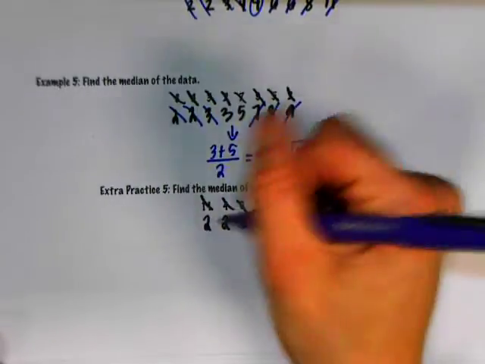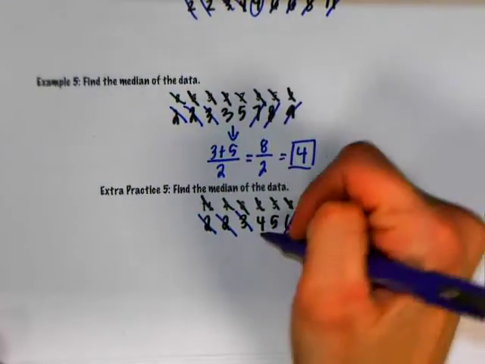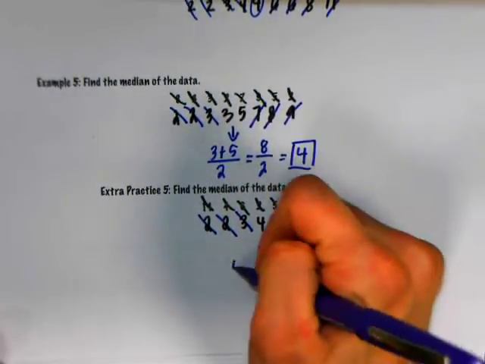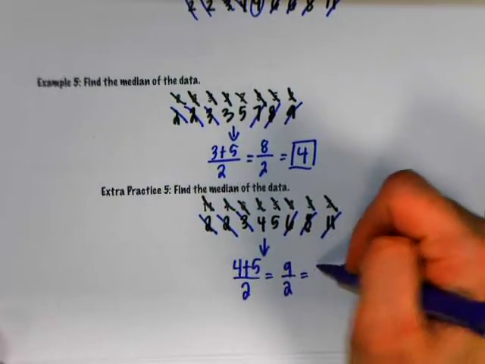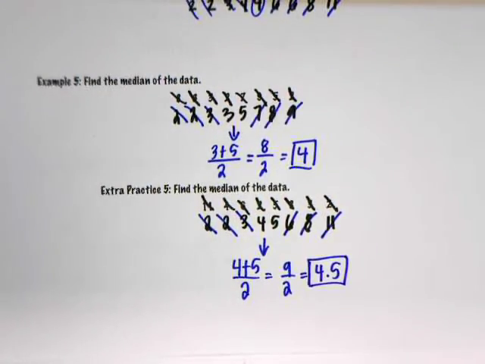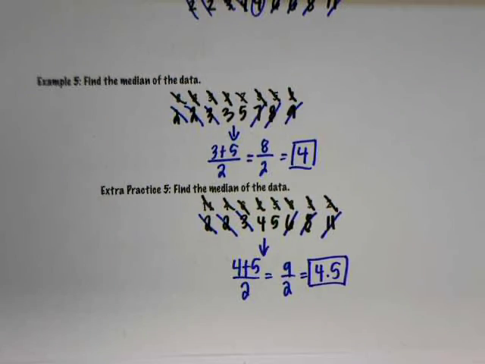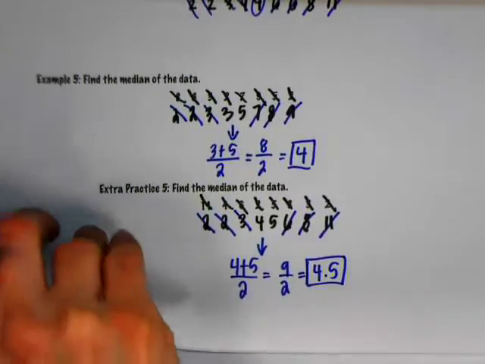Okay. So what two numbers are in the center? 4 and 5. So let's do 4 plus 5 over 2, which is 9 over 2, is 4.5. Cool, we good? Yeah. Okay, next is mode, I think.